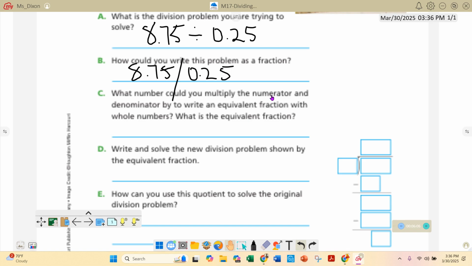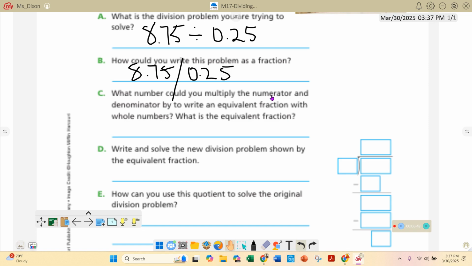Now we're trying to get our fraction of 8 75/100 over 25/100 into whole numbers, or 875 over 25. Let's start with figuring out what we can multiply that denominator by to get it to a whole number. Because whatever we do to the denominator, we must also do to the numerator. So if we can get 25/100 to a whole number, then we're going to multiply whatever we did by 25/100 also by 8 75/100.